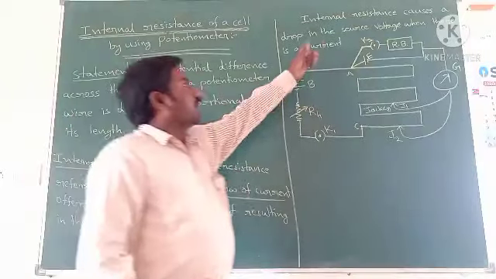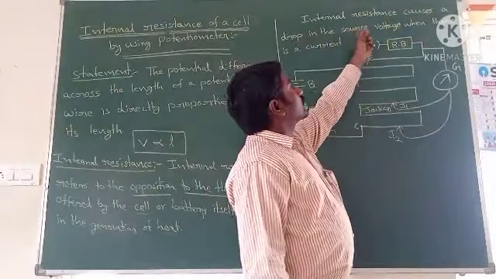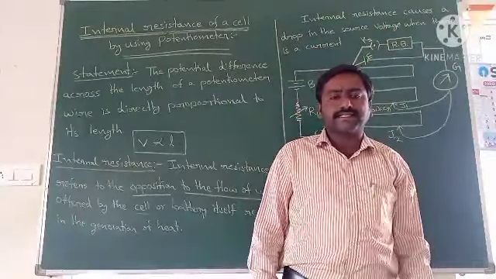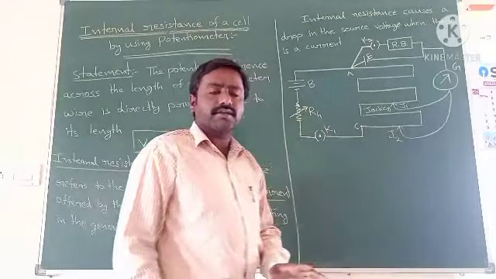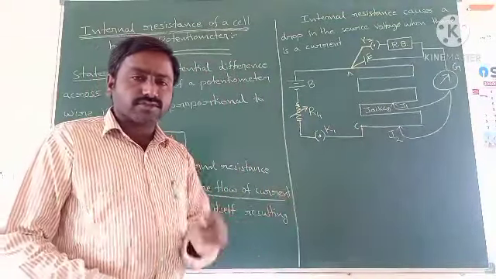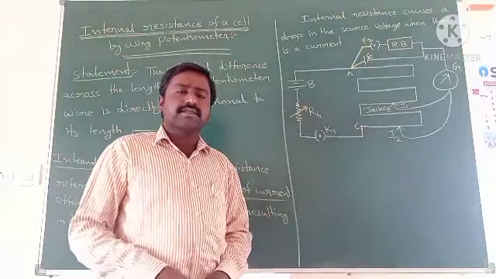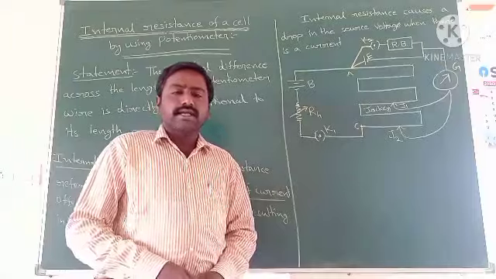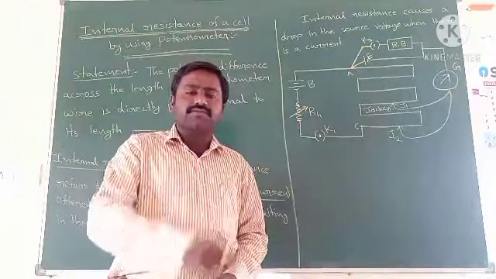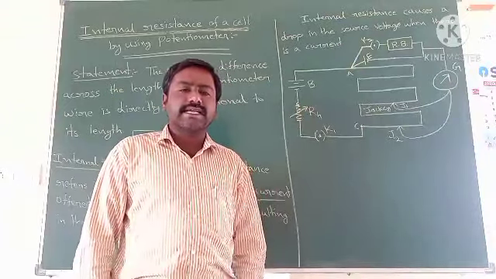Similarly, internal resistance causes a drop in the source voltage when there is a current. If there is no current, then there is no question of internal resistance. Only when the current is flowing through the cell does the internal resistance occur in the cell. So finally, internal resistance of a cell means the cell or battery itself opposes the flow of current. That is called internal resistance.